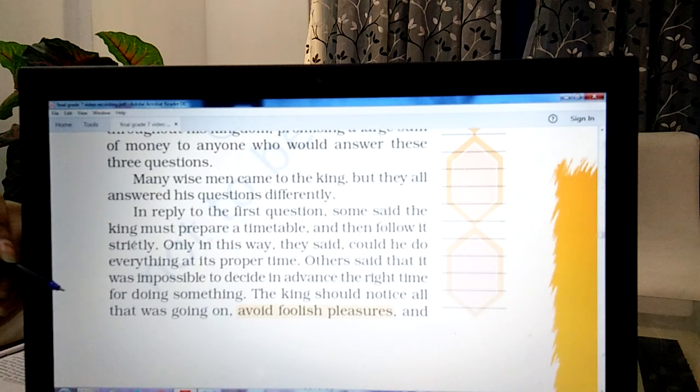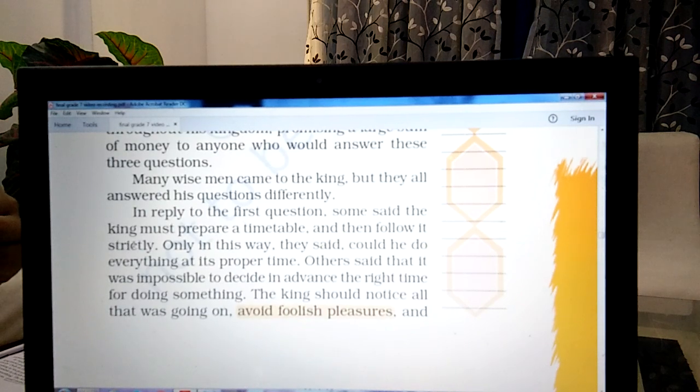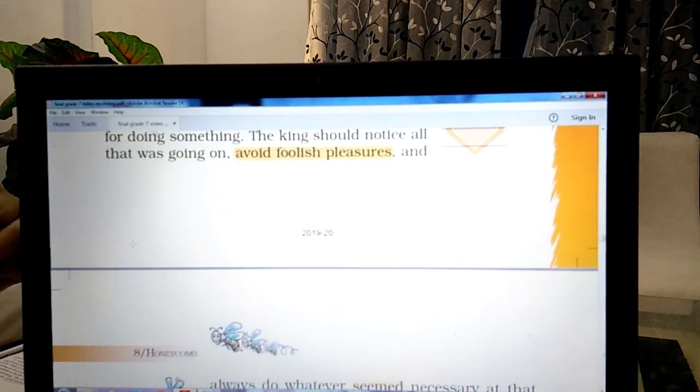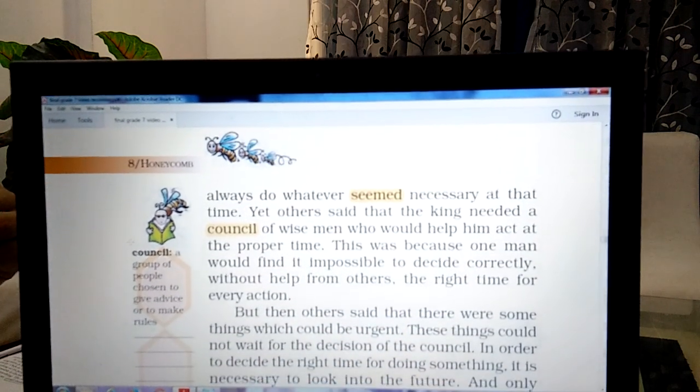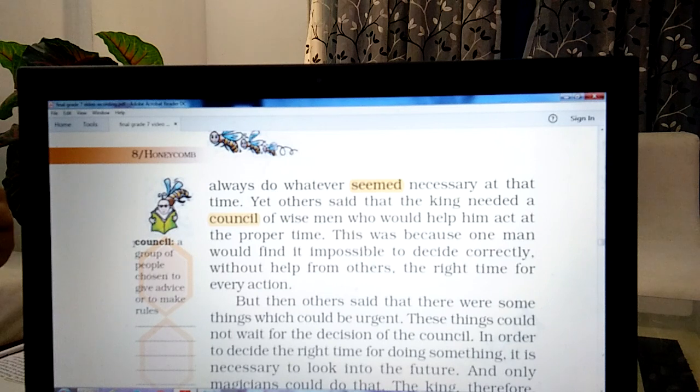Next, the king should notice all that was going on, avoid foolish pleasures. I have highlighted avoid foolish pleasures, which means we should avoid such people who keep pleasing us unnecessarily, who keep on saying, oh, you're a great king, you're this, you're that, who keep boasting about you unnecessarily. And moving towards the next paragraph, and always do whatever seemed necessary at that time.